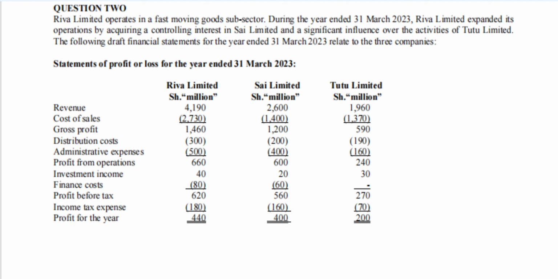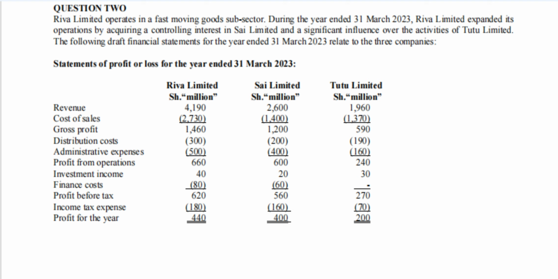But let me just read the question. It was Financial Reporting, intermediate level, April 2023, Question 2. I hope you can view it, but I will also display it on your screen. Question 2. River Limited operates in the fast-moving goods subsector. During the year ended 31st March 2023, River Limited expanded its operation by acquiring a controlling interest in Sai Limited and a significant influence over the activities of Tutu Limited. The following draft financial statements for the year ended 31st March 2023 relate to the three companies.